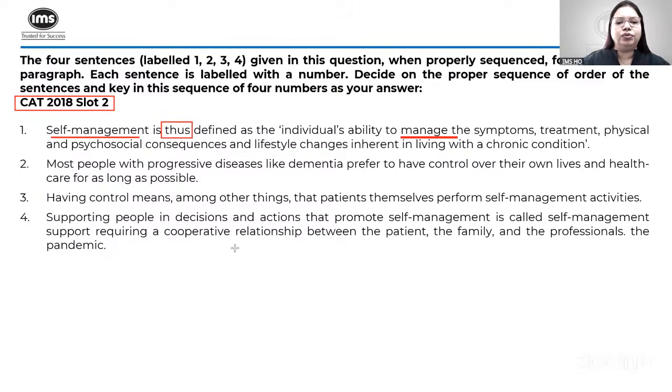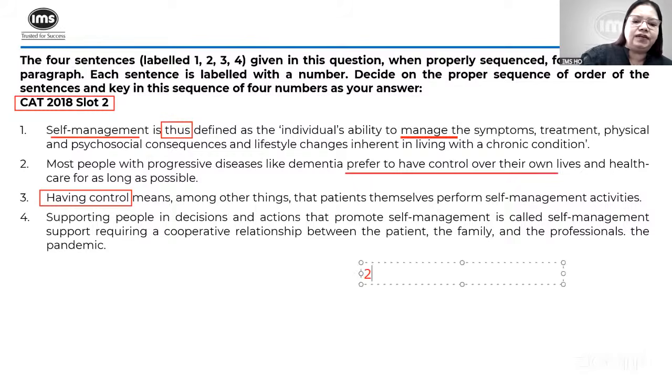Now, when I look at 2, it says that people who have such progressive diseases prefer to have control over their own lives. Control, and that's a keyword. I find that same keyword in the next sentence. Having control means, among other things, that patients themselves perform self-management activities. So you see that 2-3 is a very clear link, because 2 is talking about how people with progressive diseases want to have control over their own lives. And what is the control that we're talking about? They self-manage, they manage themselves.